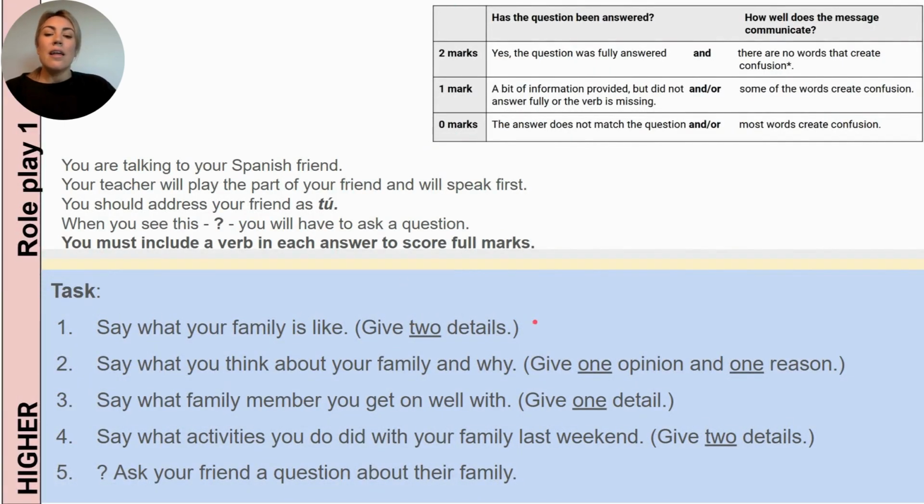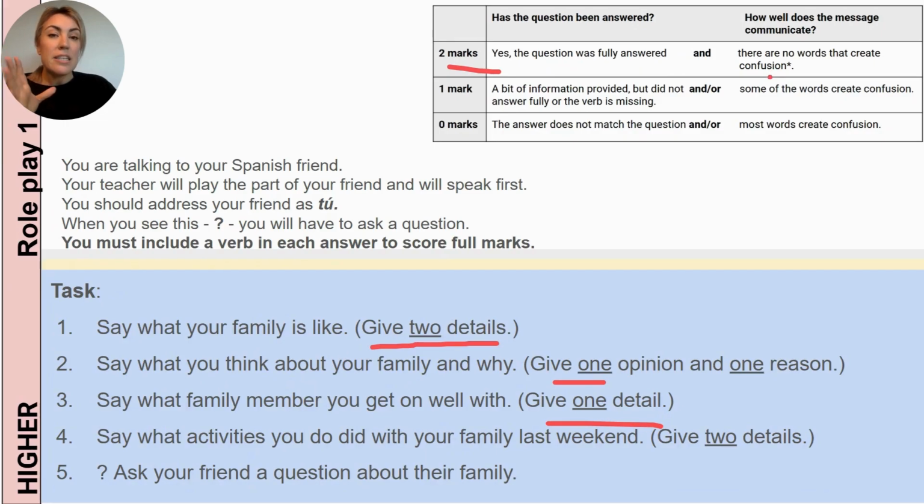Now, there are 5 questions. You can get up to 2 marks for each of them if you answer the question fully. So if it says give 2 details, you must give 2 details. If you only give 1, then you will get 1 mark because not all the information has been provided. Okay, so it's really important that we take a look at how many details or opinions or whatever we must provide, and what you say is clearly understood.